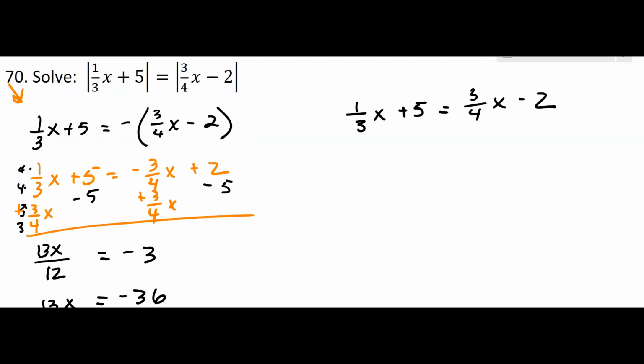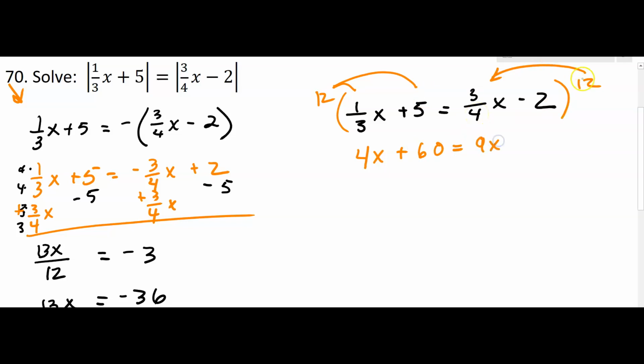Okay, and then the other one, I don't have to worry about distributing the minus sign because it's not that case, but I'm going to show you a different way to do it. Let's say you're not really big into fractions maybe, and you just want to say, I don't want to deal with the fractions. You could multiply by the LCM on both sides, which is 12. Now what you have to do is you have to distribute that. So you're going to get 3 into 12, 4x, plus, and then 12 times 5 is 60. On the other side, 4 into 12 goes 3, so you're getting 9x, and then minus 24.